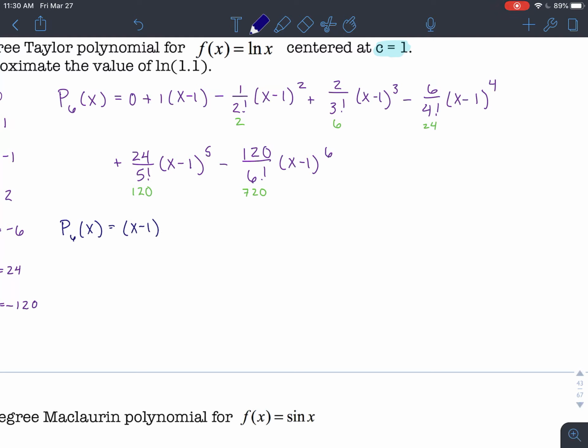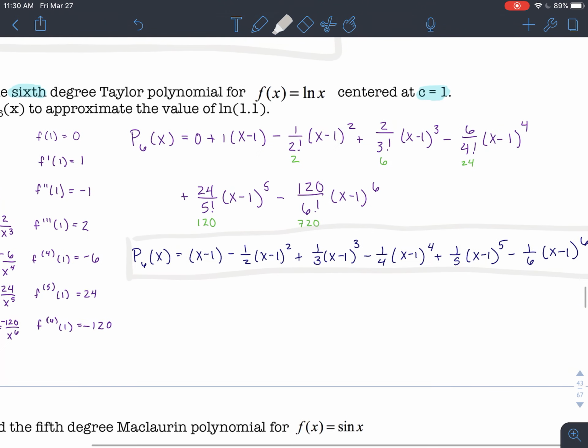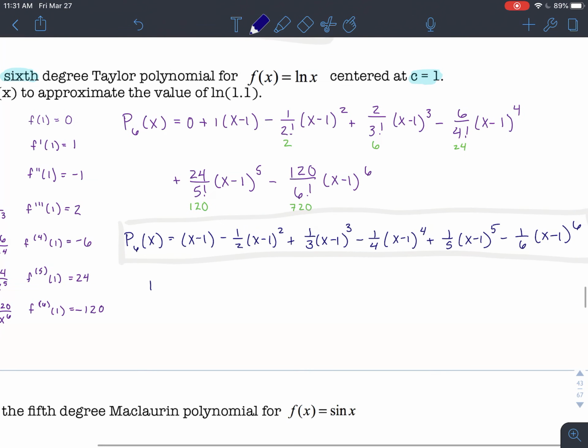So if we actually simplify this, our sixth degree Taylor polynomial actually simplifies, right? 0 doesn't matter. We have x minus 1 minus 1/2 times x minus 1 squared plus 1/3 times x minus 1 cubed minus 1/4 times x minus 1 to the 4th power plus 1/5 times x minus 1 to the 5th power minus 1/6 times x minus 1 to the 6th power. So there's the first part of our answer, right? We want to find the sixth degree Taylor polynomial, so we did that.